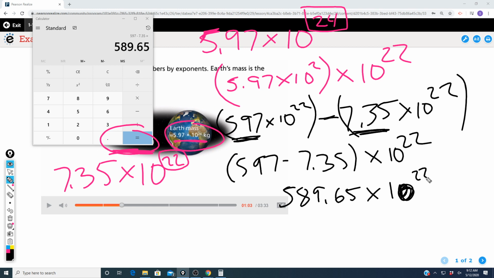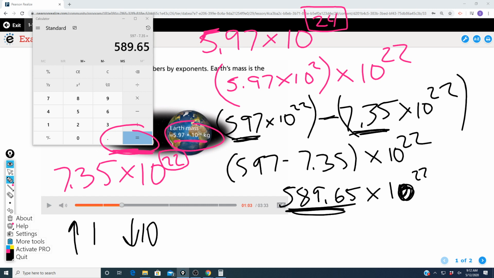Are we done? Not yet. Remember, scientific notation needs to be above 1 and below 10 when looking at this first amount. What do we have to do? We have to move this decimal 2 to the left. When we move that decimal 2 to the left, it's going to give us 5.8965.